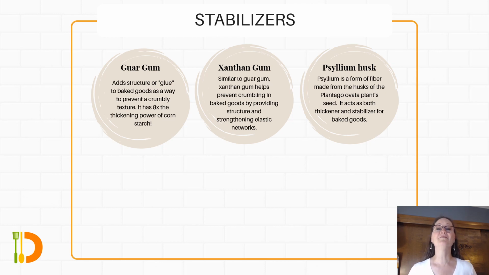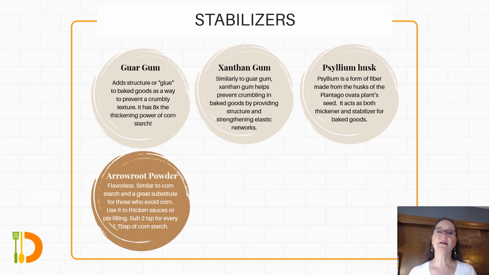Psyllium husk is a form of fiber made from the husks of the Plantago ovata plant seeds. It acts as both a thickener and stabilizer for baked goods. Psyllium holds many times its weight in water and provides exceptional stability to baked goods. You can replace eggs with psyllium husks very easily in recipes that don't depend on other properties from the egg, such as an angel food cake or flan. Psyllium husk is also commonly known as a laxative, and it is used as a base for many laxative products.